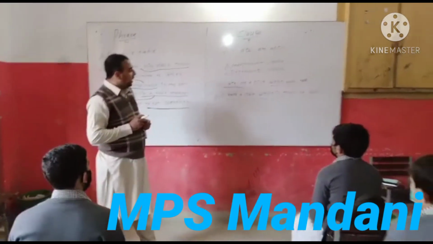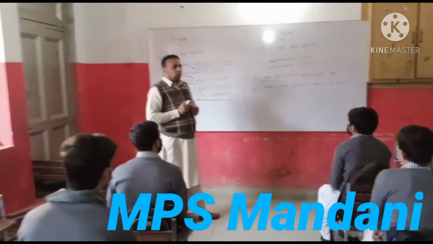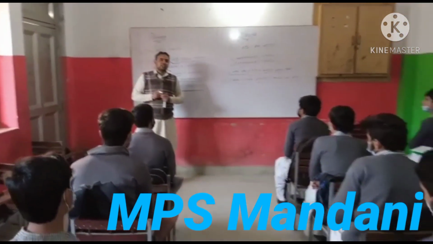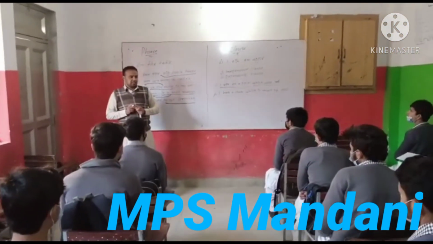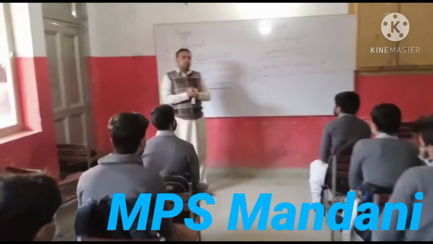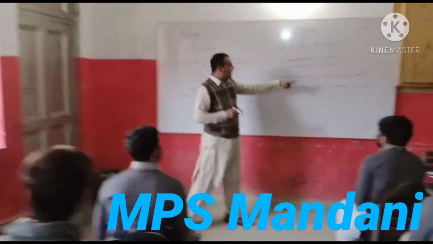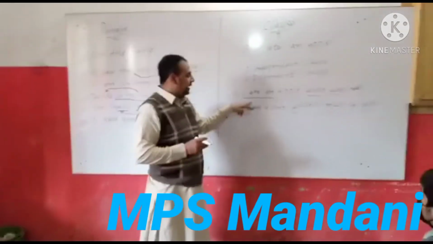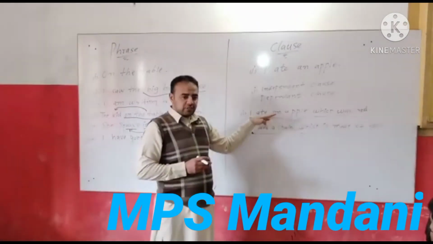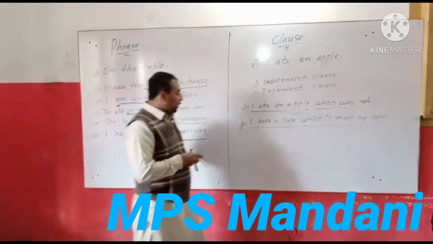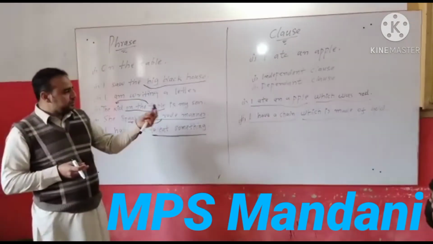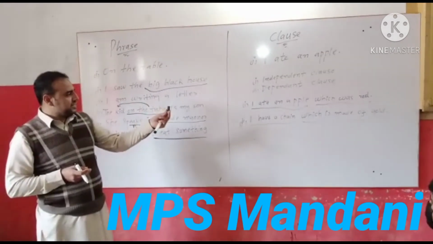On the other hand, we have a dependent clause. What is a dependent clause? A dependent clause is a clause which cannot stand alone as a sentence. Okay? It gives full meaning only if we combine it with an independent clause. Just like: I ate an apple which was red. Which was red, it gives full meaning now.